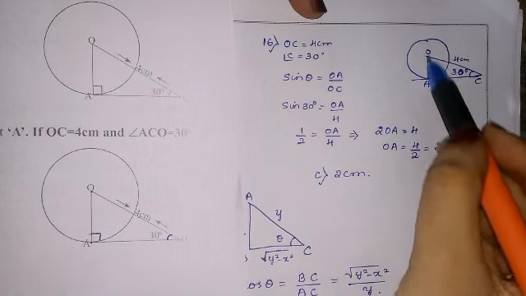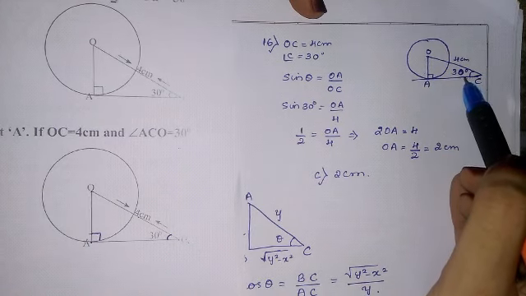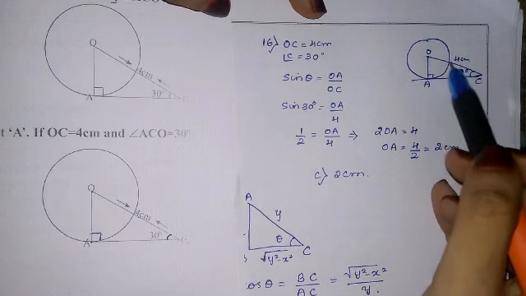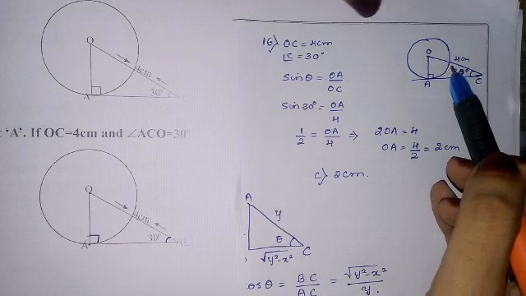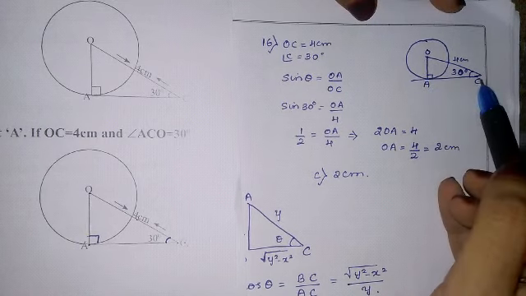This side we have to find. So we don't know this side, and we don't know this side either. So we can't use the Pythagoras theorem here. If we knew any two sides, we could easily apply the Pythagoras theorem and find it. But we don't know two sides here. OA we don't know, AC we don't know.